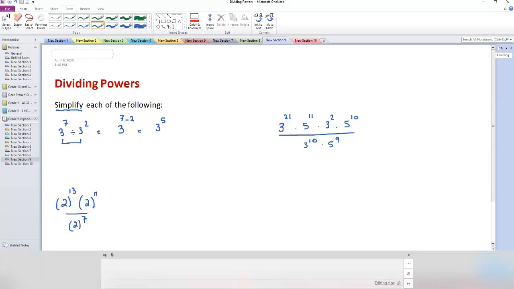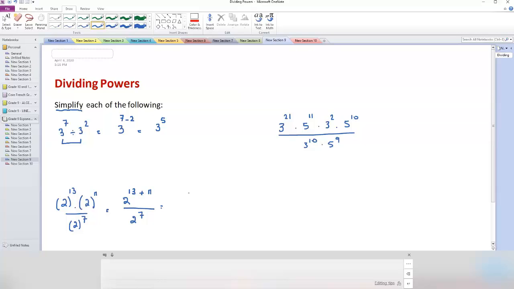The next one, I have here the fraction bar. I have 2 to the power 13, 2 to the power 11, 2 to the power 7, multiplication and division. So I'm going to deal first with the multiplication. So 2 to the power of 13 plus 11, because I'm using a multiplication here. Divided by 2 to the power of 7.